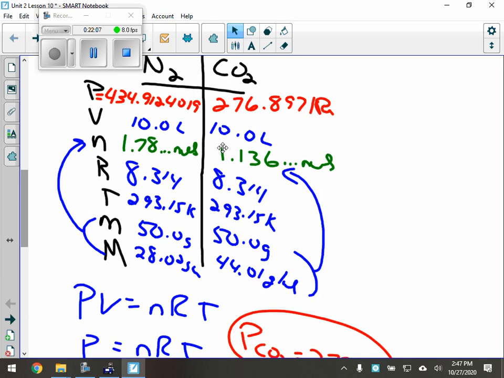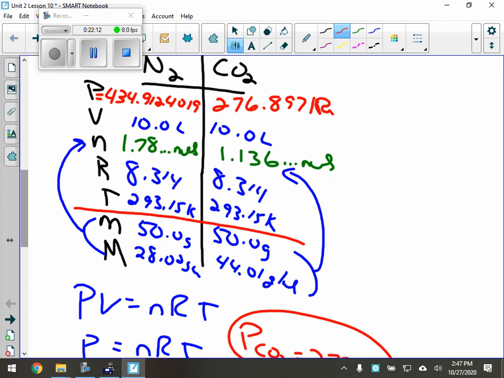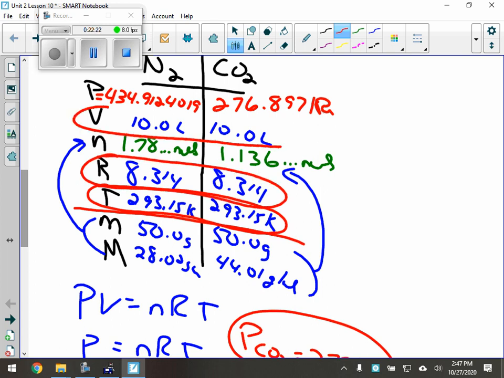Look, ignore this part down here, because that's how we got this. But look, the temperature is the same. R is the same. B is the same in these questions. So what does that leave? If the temperature and R and B are all the same, N is directly proportional to P. N determines how much P you get.